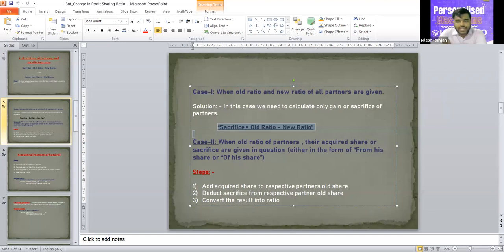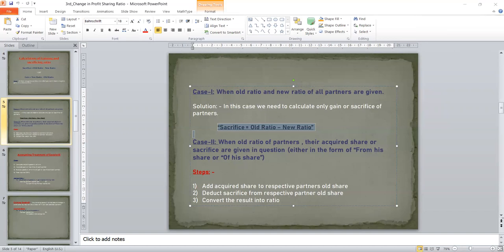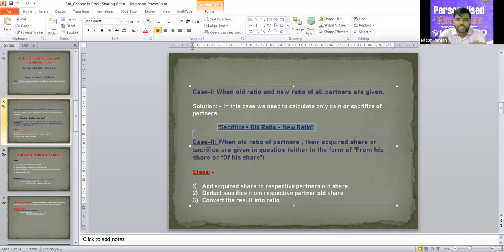Whatever their gain or sacrifice is, in fraction, not in ratio, you will multiply that fraction with goodwill, 18,000. Sir, which goodwill is removed? Existing goodwill. For this, the journal entry will be: gaining partner's capital account debit to sacrificing partner's capital account. The name of the partner who is gaining will be written on the debit side, and the sacrificing partner's name will be written on the credit side. Okay, sir. Noted. So this is our question number 4.